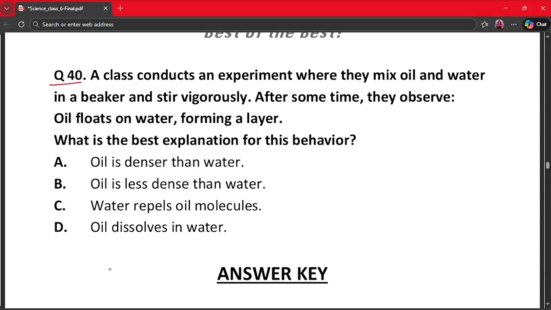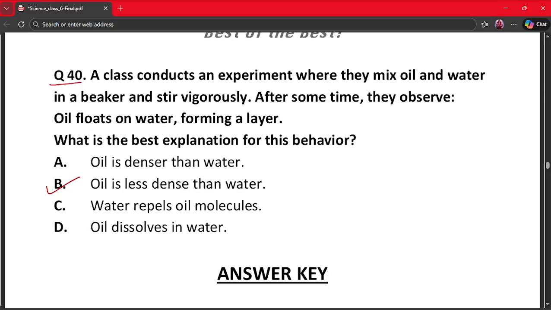A. Oil is denser than water. B. Oil is less dense than water. C. Water repels oil molecules. And D. Oil dissolves in water. The correct answer is option B. Oil is lighter than water. Hence it floats on water. Density difference causes separation. And oil does not dissolve. Thus oil is less dense. So the correct answer is option B. Oil is less dense than water.